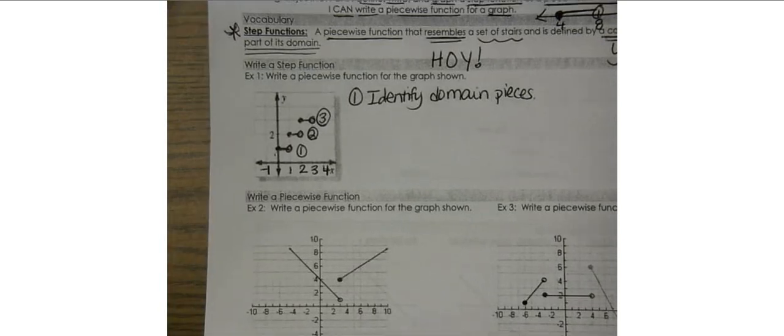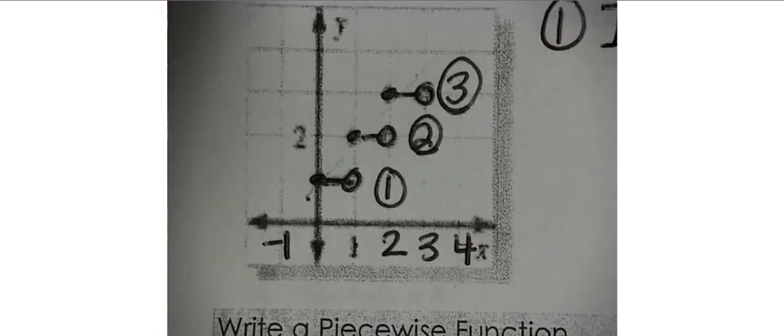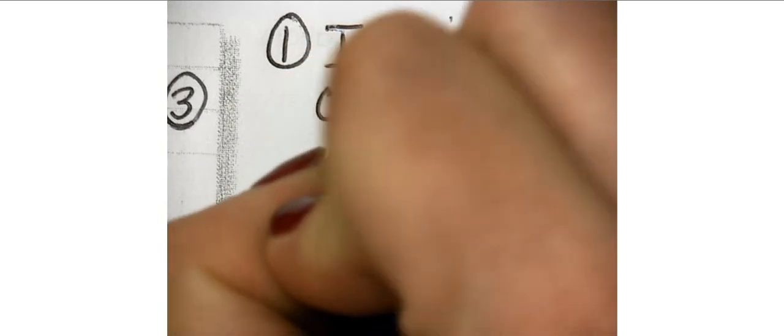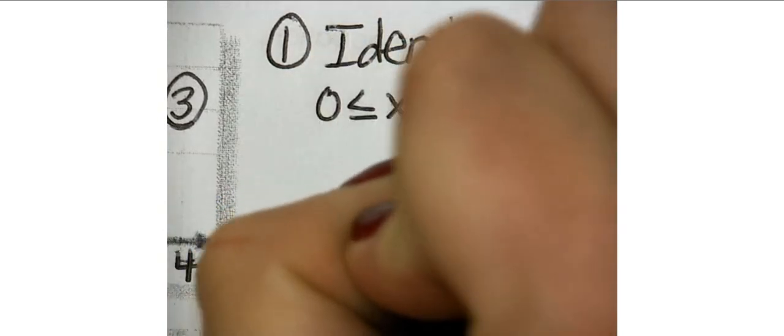So our domain piece, just looking at our first piece right here, let me make this clear for you. I am just focused on just this first piece. Now, this first piece is touching all values of x, going from 0 to 1. 0 has a closed dot, and 1 has an open dot. So our first domain piece is going to be 0 is less than or equal to x, which is less than 1. That is our first piece, and I'm going to put a little number 1 right here.